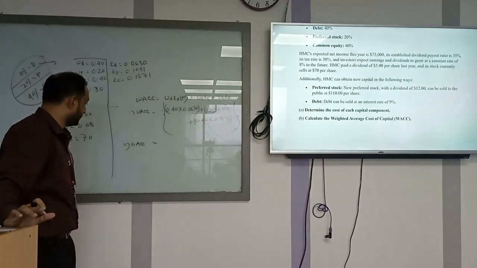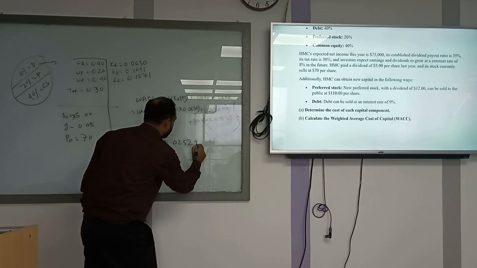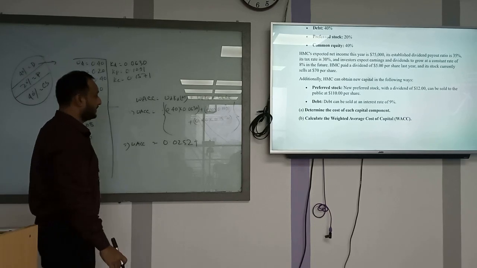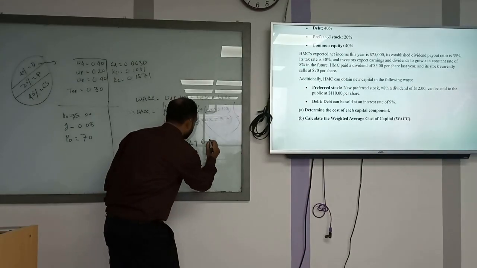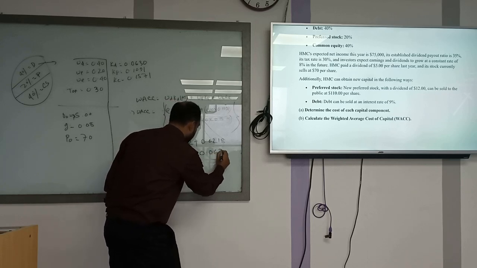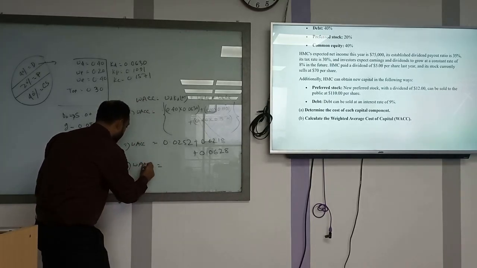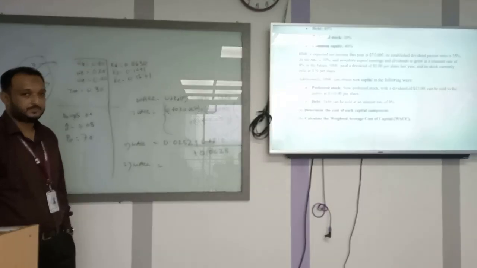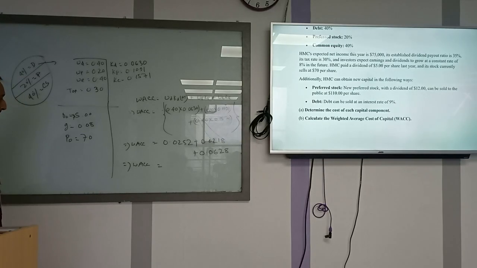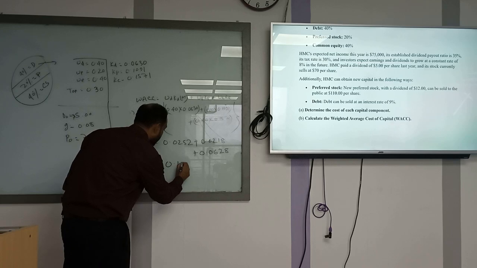So first it comes to 0.0252. 0.0252 plus 0.0218, plus 0.0628. So ultimately what is the summation? Zero point 1098. 0.1098.